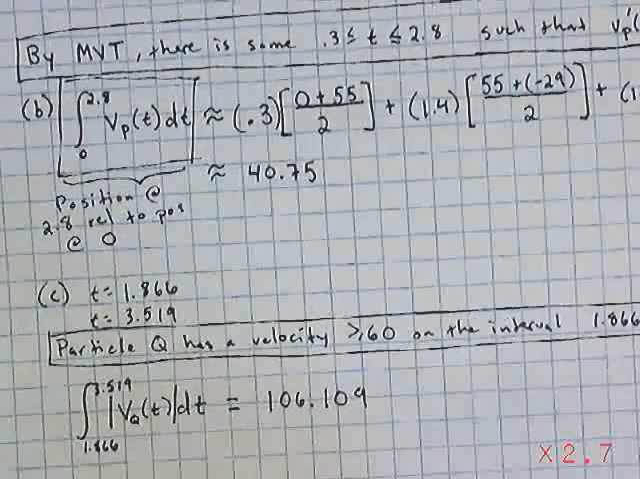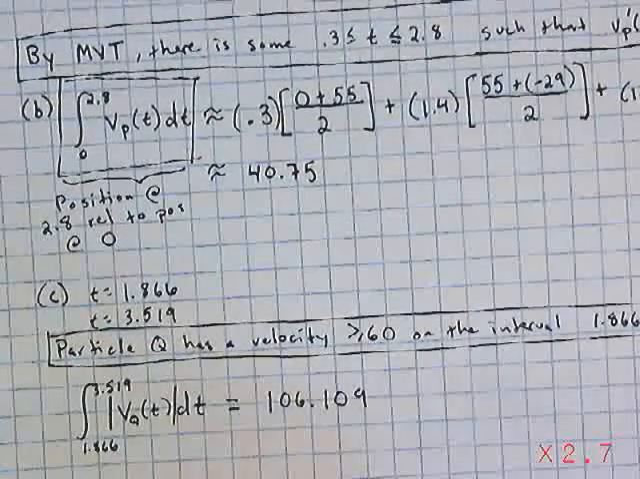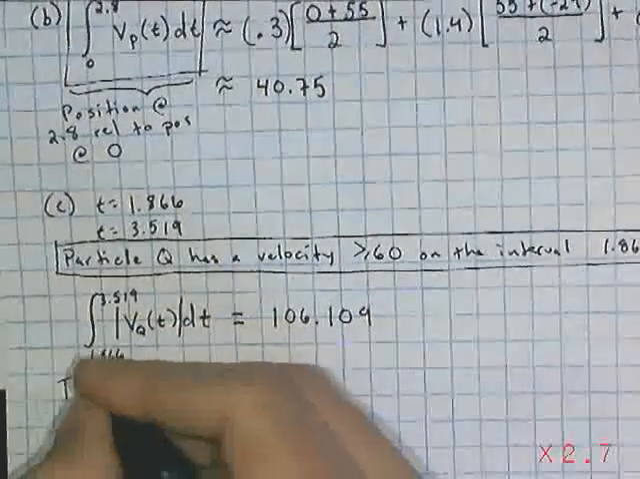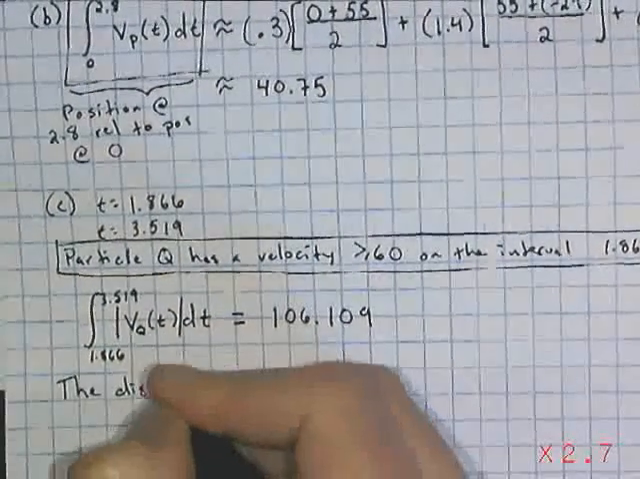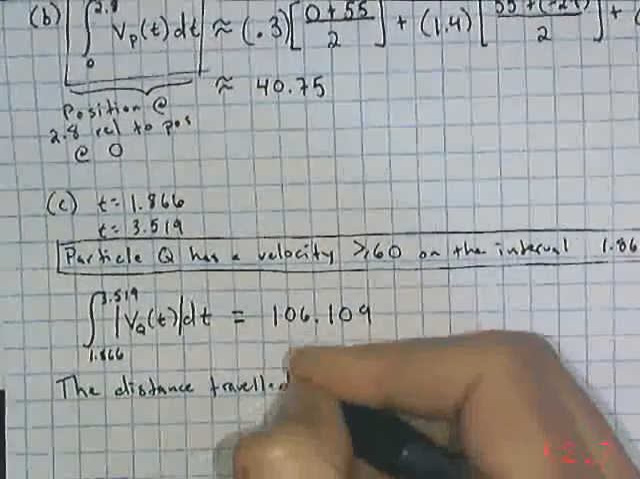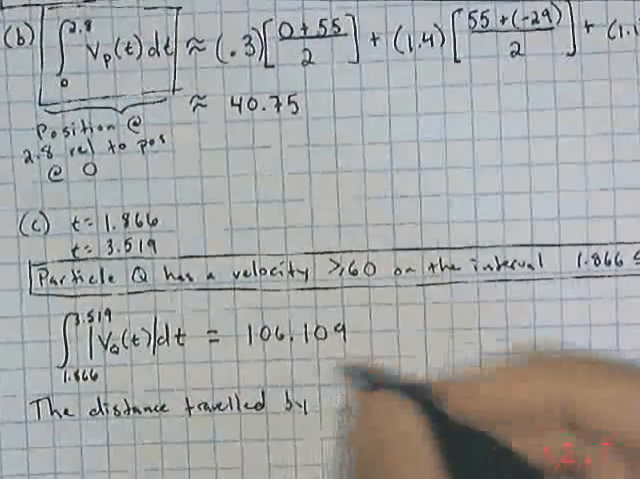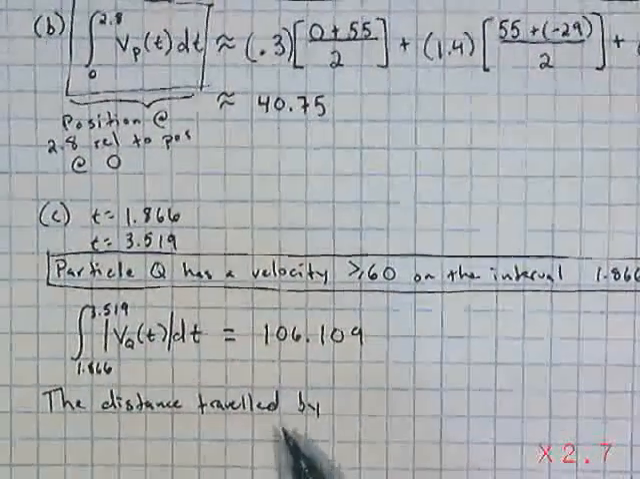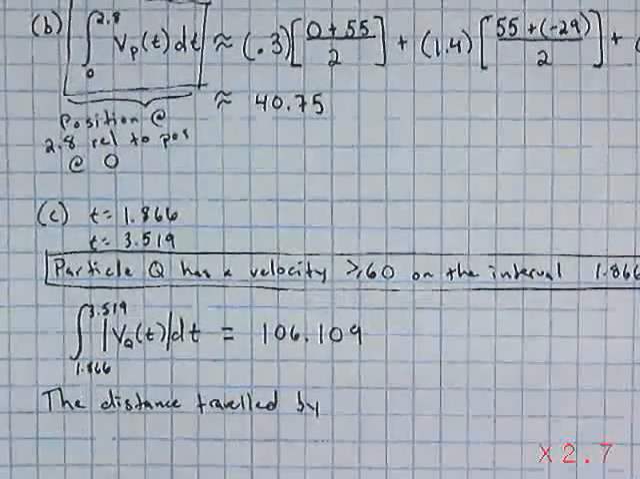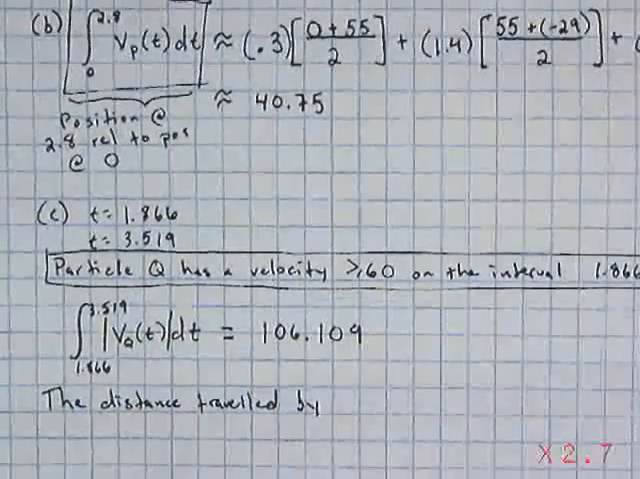And our conclusion will be on the interval where the distance traveled by particle Q. And again, if we're ever unsure how to conclude something, steal the language from the problem. We're looking to find the distance traveled by particle Q during the interval when the velocity of particle Q is at least 60 miles an hour. Just copy that verbatim if you're not sure what to say.